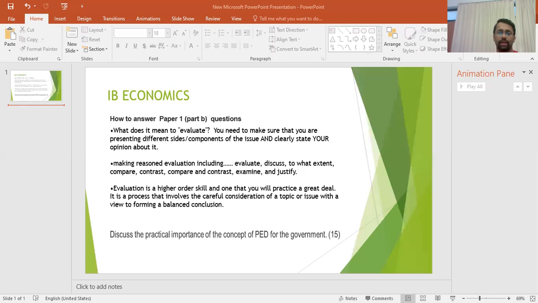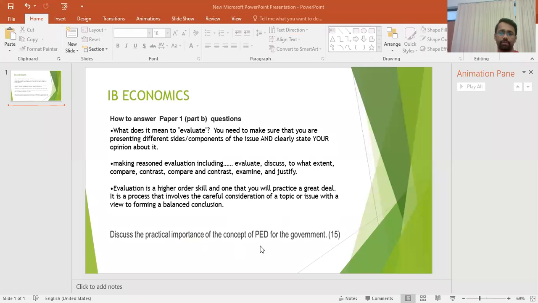So use a diagram that shows inelastic demand, explain the diagram in detail, and use adequate examples. That will be an ideal way to answer this question: discuss the practical importance of the concept of PED for the government. Thank you.